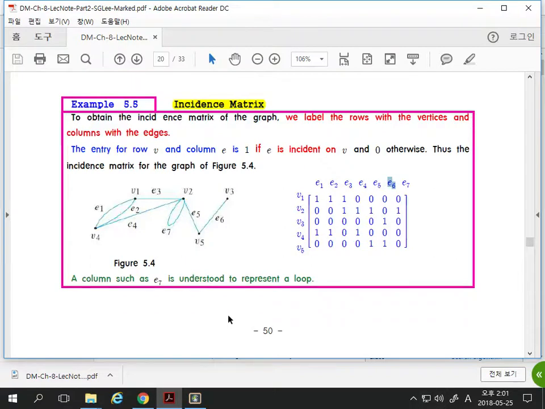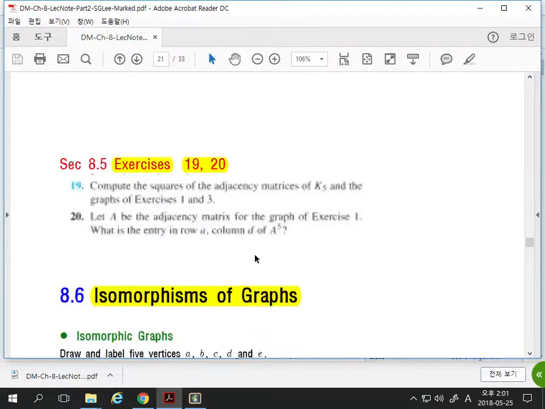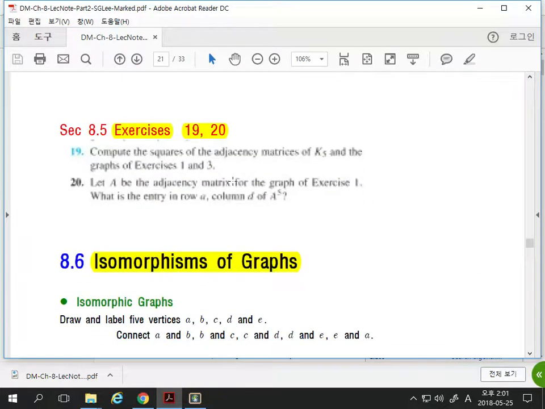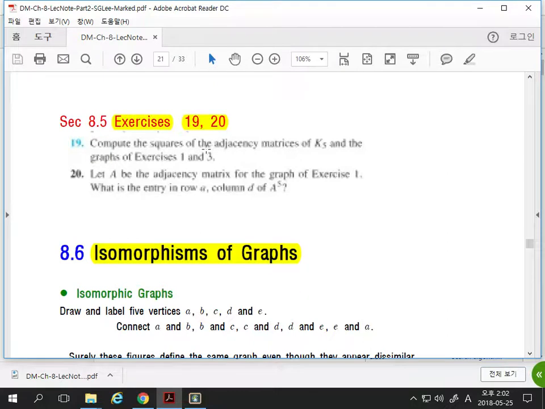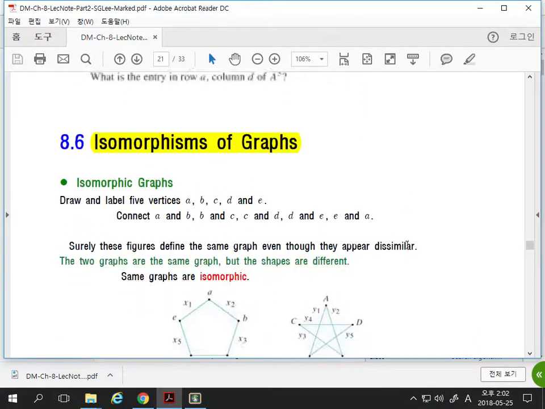This incidence matrix also gives very interesting information about the graph as well. But we gave two problems to be solved about the adjacency matrix, because adjacency matrix is more important and more interesting. So I only ask you to play with these two problems on adjacency matrix because that's more important.